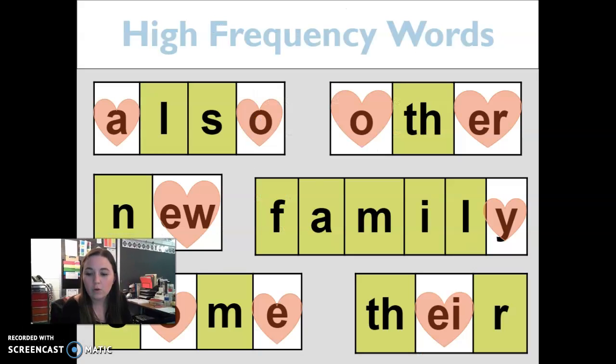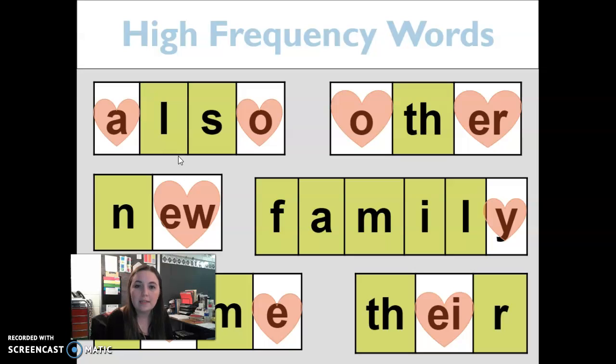All right, let's look at our heart words. Remember, the green part we can sound out. The heart part is different and tricky, so we have to remember it by heart. Ready? A, l, s, o. Also. What's that word? Good. Also.